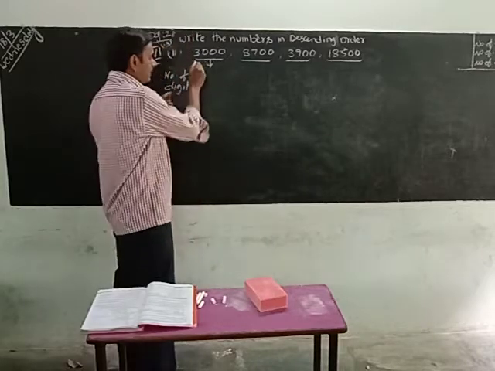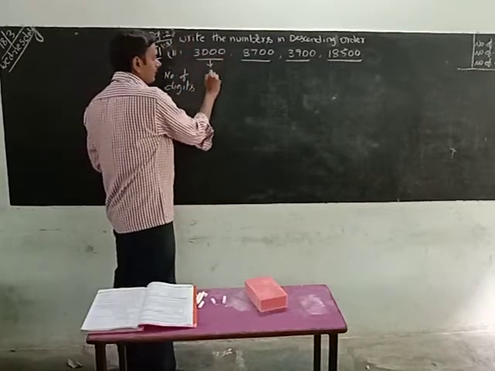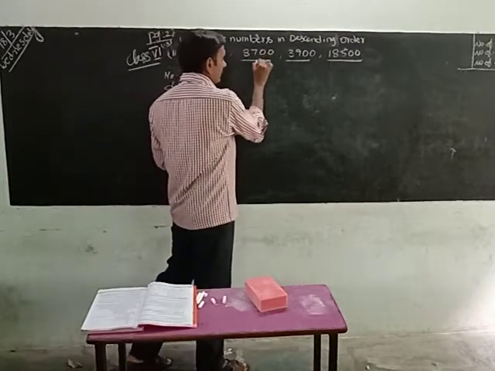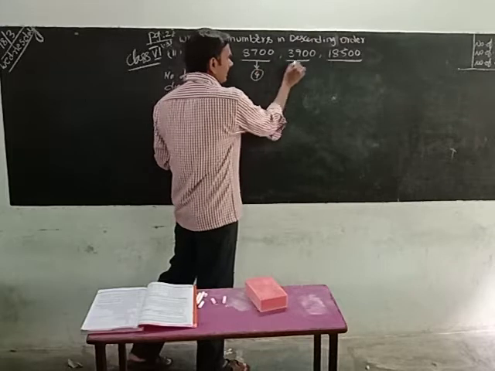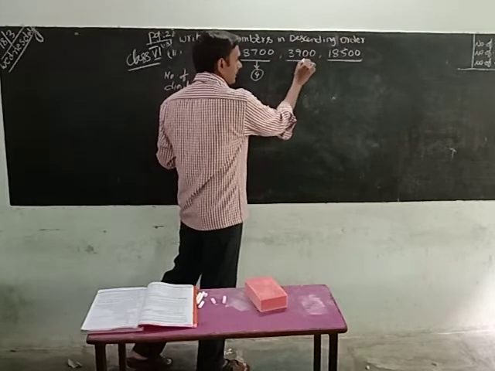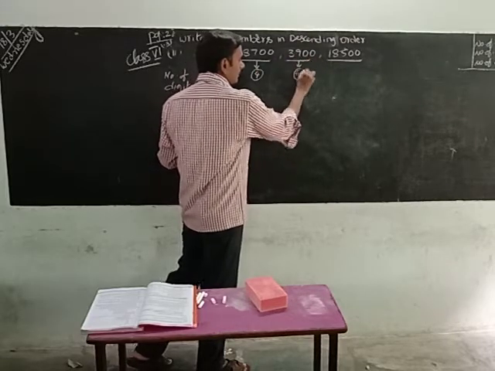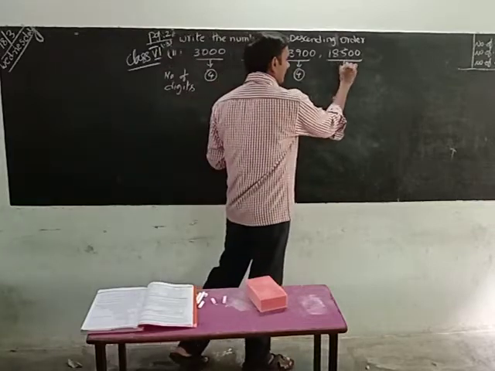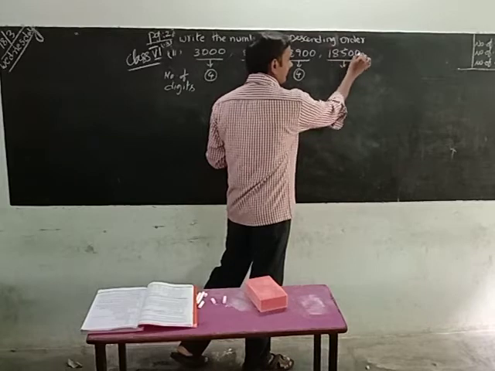How many digits are here? 1, 2, 3, 4. 4 digits are here. How many digits are here? 1, 2, 3, 4. 4 digits are here. How many digits are here? 1, 2, 3, 4, and counting 0 also. That one you have to remember. Whenever 0 is given to you in a number, that one also you have to count. 1, 2, 3, 4, 5.